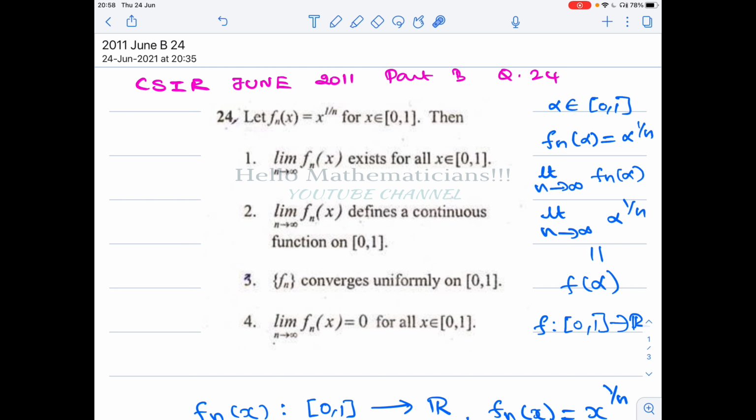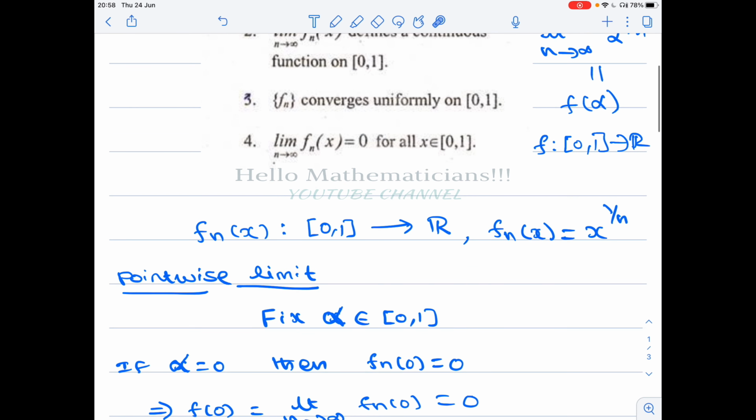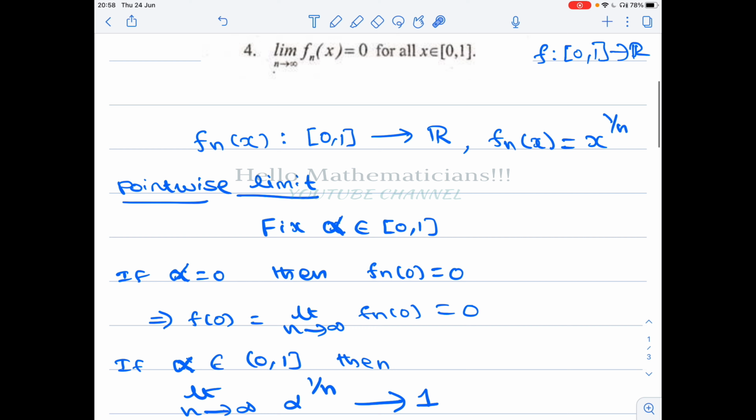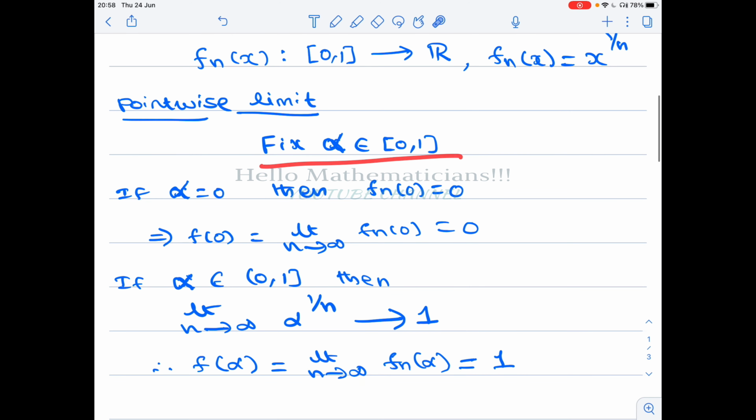So we will see one example. In this problem it is given that fn of x from closed 0 comma 1 to R, fn of x equal to x power 1 by n. So we fix alpha belongs to closed 0 comma 1. If alpha equal to 0, then what will you get?